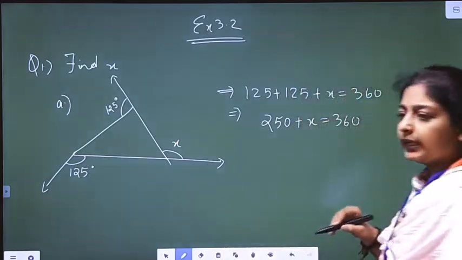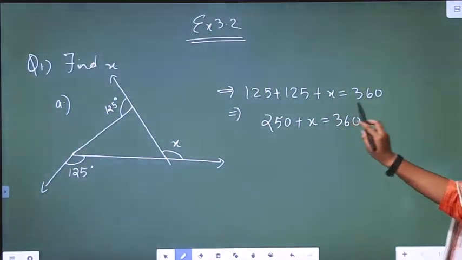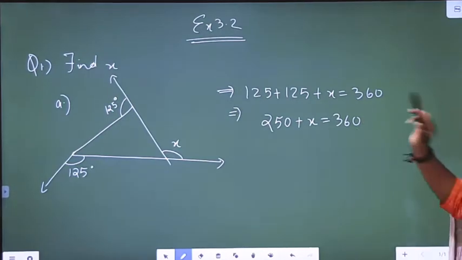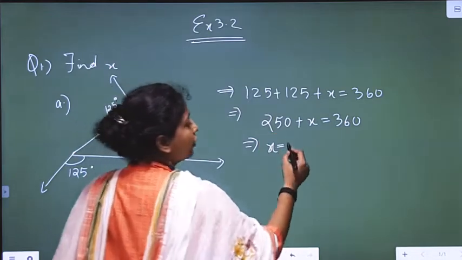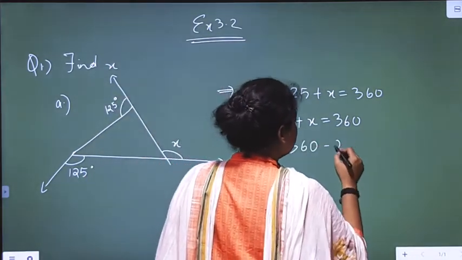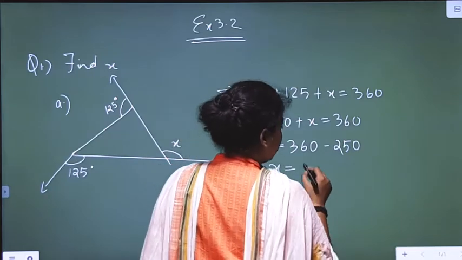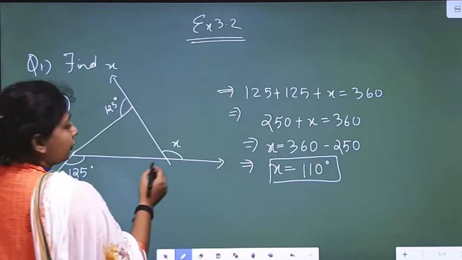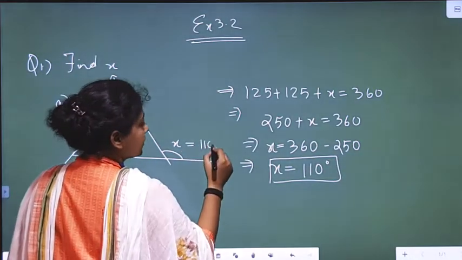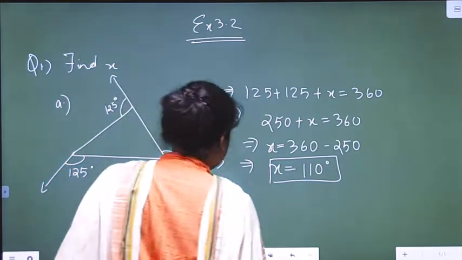And as we have done in our linear equations, we have a constant here, we have a variable here and again here is a constant. So we can keep the variable on the left hand side and shift the constants to the right side. So 360 minus 250. Here we get the value of x as 110 degrees. So for the first one, the value of x comes out to be 110 degrees. This is our answer.